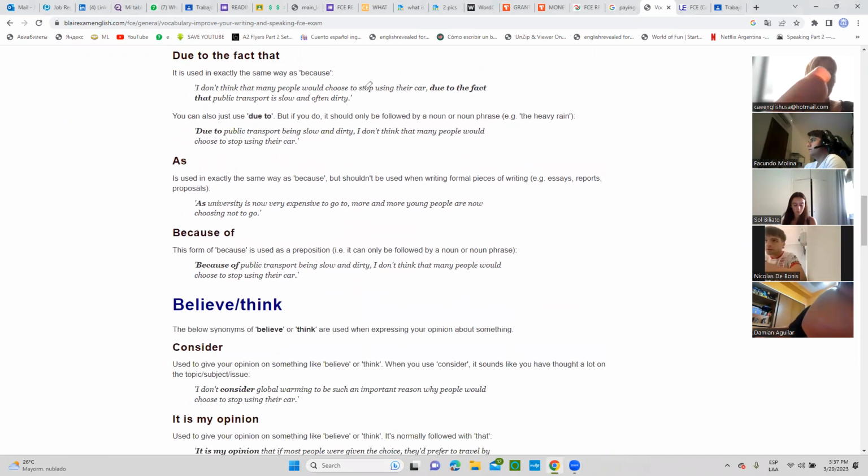As. As is used in exactly the same way as because, but it shouldn't be used when writing formal pieces of writing, for example, essays. So we are not going to use as much in essays, okay? Can you read the example, please, Nico? As university is now very expensive to go to, more and more young people are now choosing not to go. Okay. Give me another option, Nico.